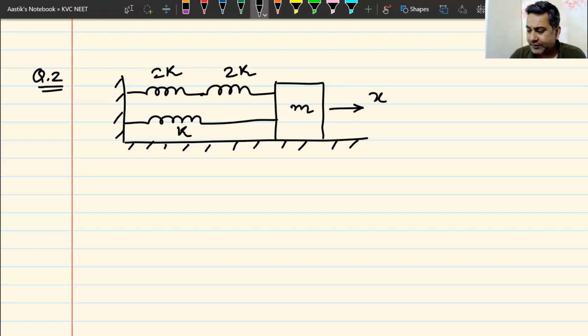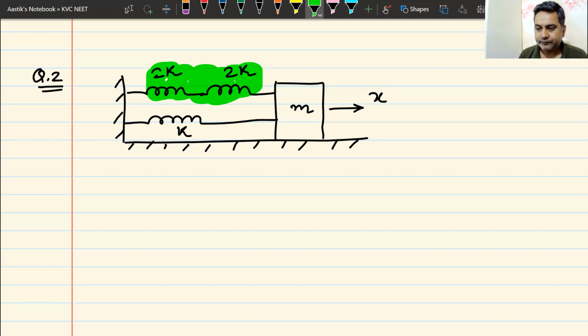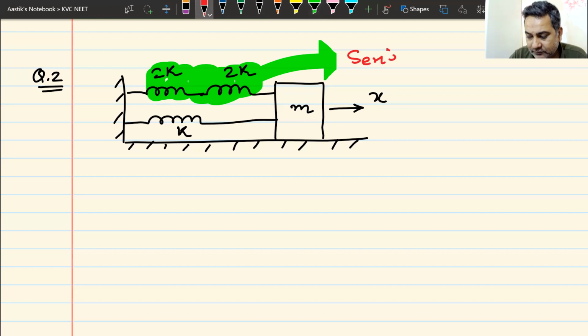Okay, I'll do it. The first thing you have to understand is which springs are in series and which are in parallel. If I look at it closely, this 2K and this 2K, are these two in series or parallel? They are in series. Do you understand this? Can I have some raise hand? So 2K and 2K in series, I can find their effective spring constant.